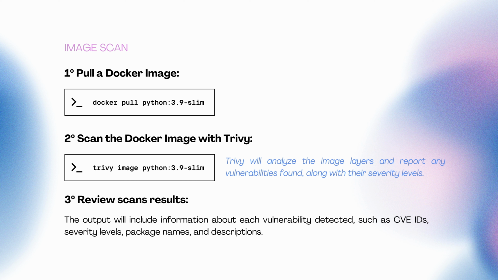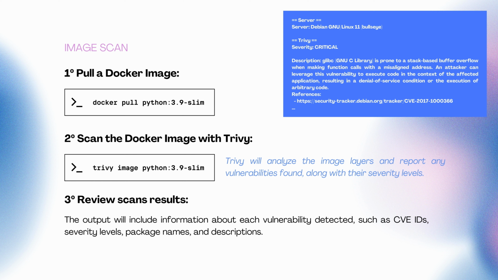Once you get the outputs, examine the scan results provided by the tool. The outputs will include all the information needed for each vulnerability detected, such as specific CVE IDs, severity levels, package names, and descriptions. So here's an example of what we have found for this specific version on our local machine.